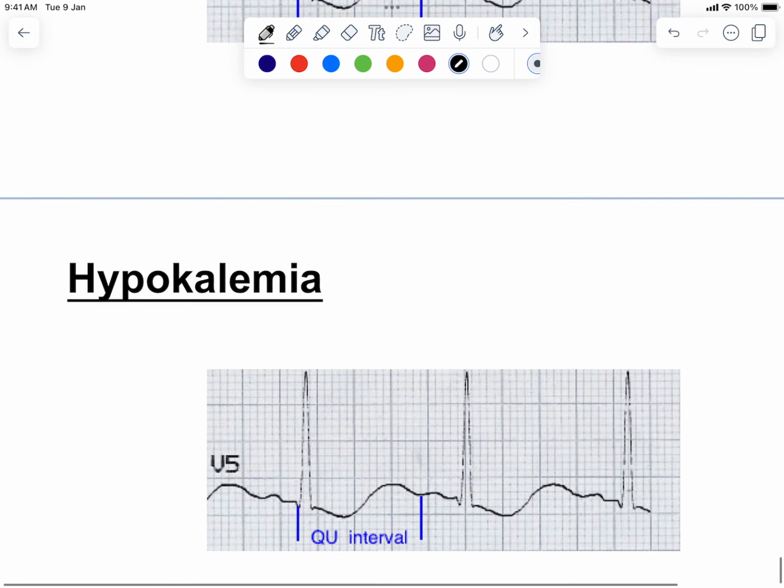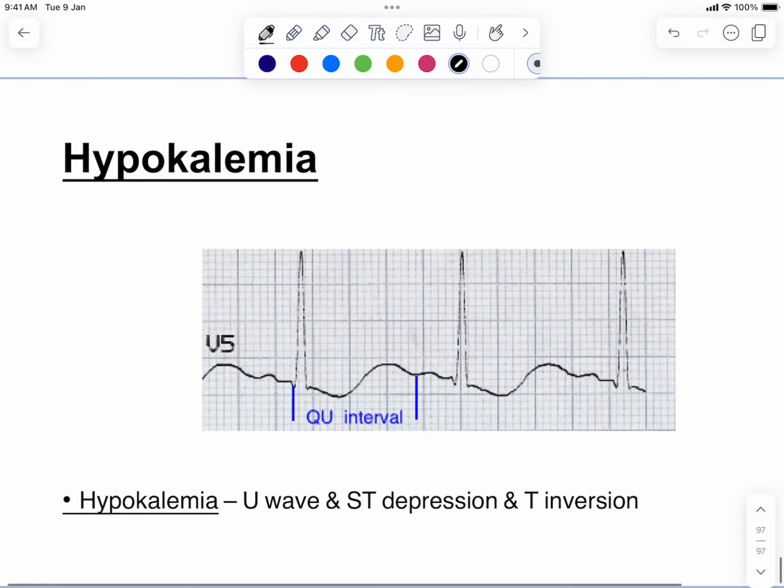Next important is the electrolyte abnormality. The electrolyte abnormality where you can have ST segment depression is in patients with hypokalemia. You can observe that in hypokalemia, what are all the ECG changes that you have? We have already discussed that. That includes the appearance of the U wave.